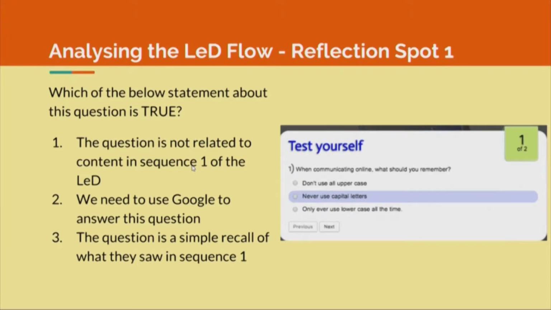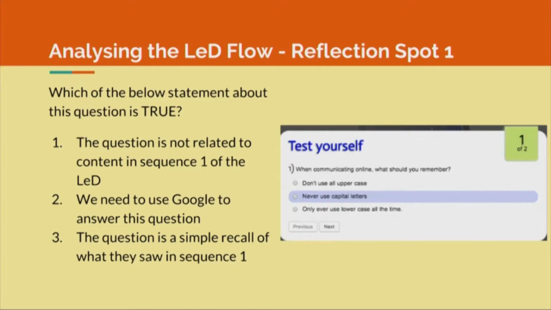Third option. So you are saying that the question is related to the content? The reflection spot question was related to the content? You don't need any additional help, so by Google I am saying somebody else. So Google is your help, private assistant, whatever you want to say. The question is a simple recall of what they saw in sequence 1. Okay, this is right.